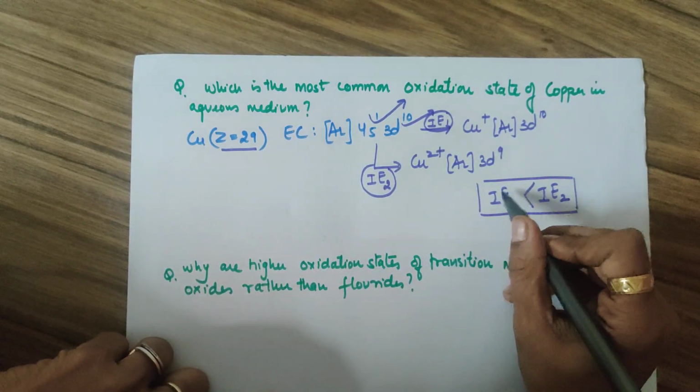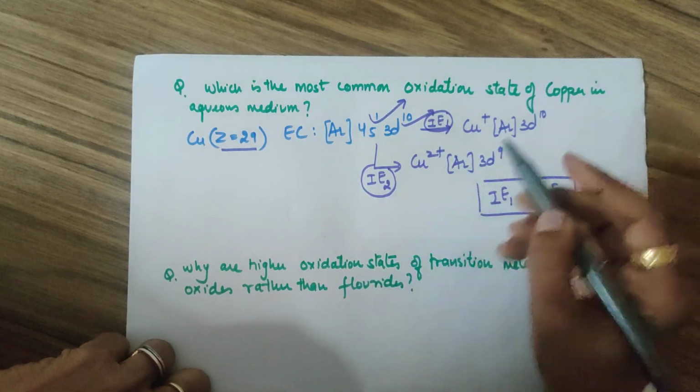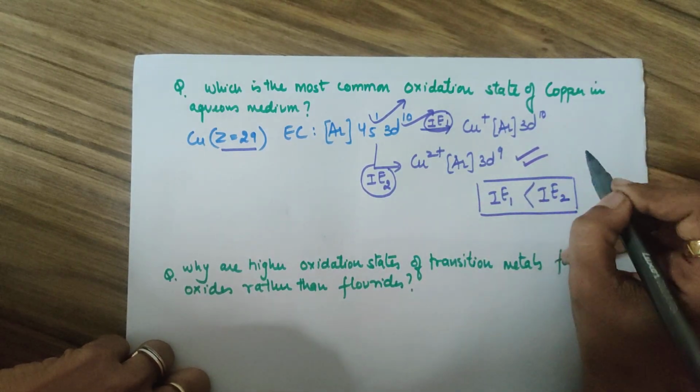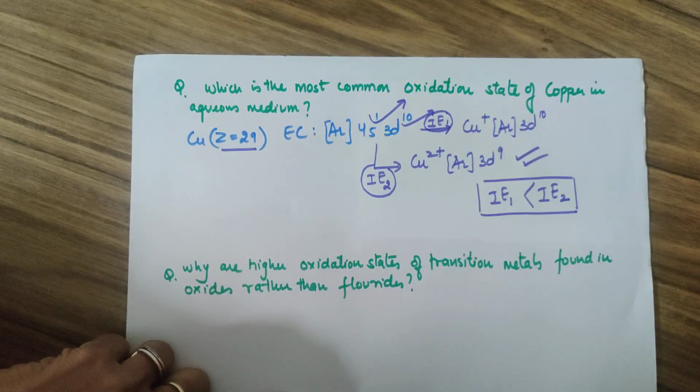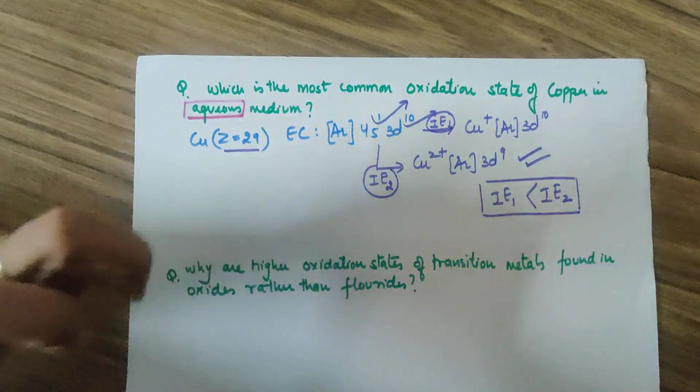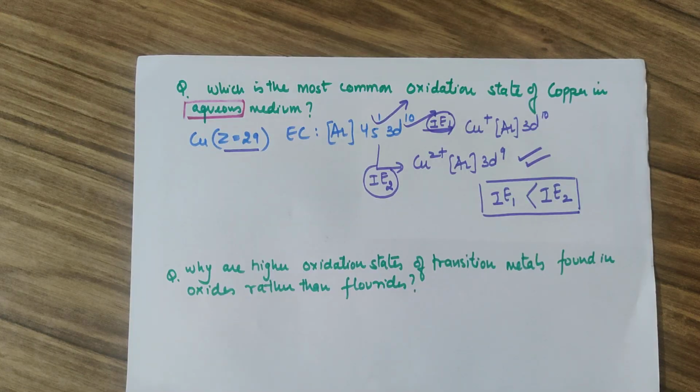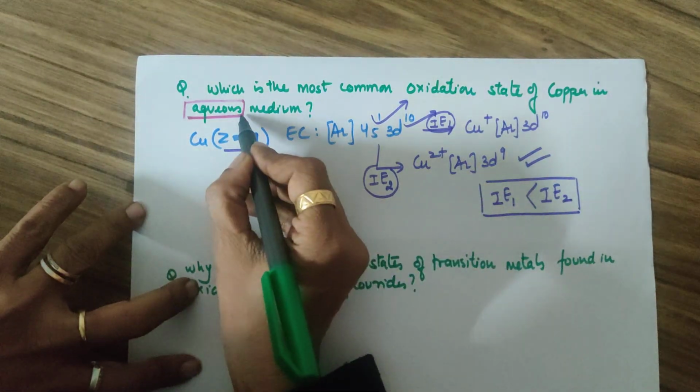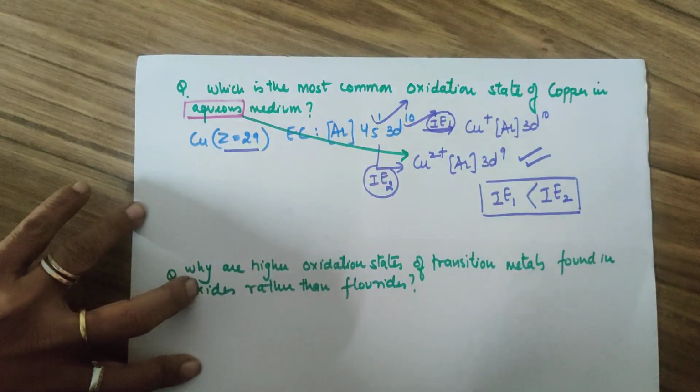So second electron removal is difficult, but it still happens. How do you justify that? The answer lies in the words aqueous medium. What is so special in the aqueous medium? Your answer is, in aqueous medium, copper exists as copper 2 plus.